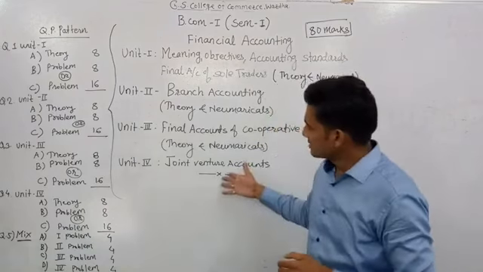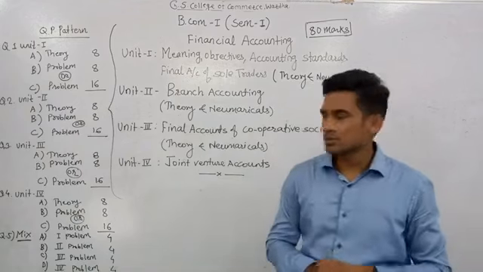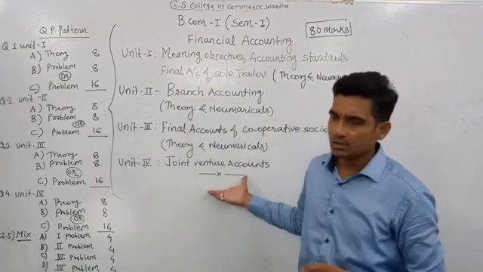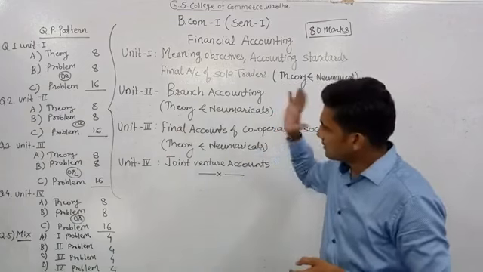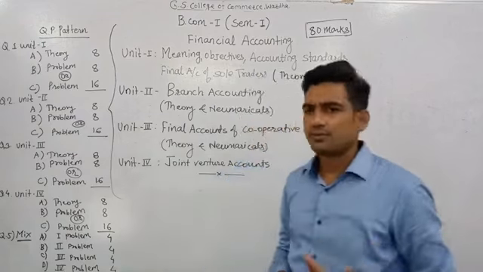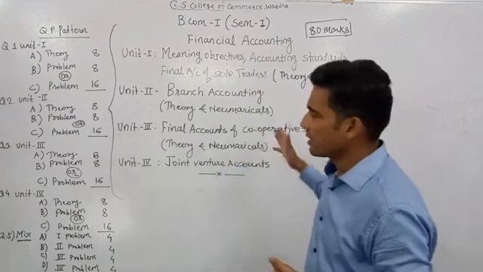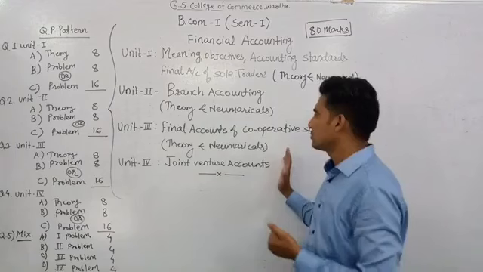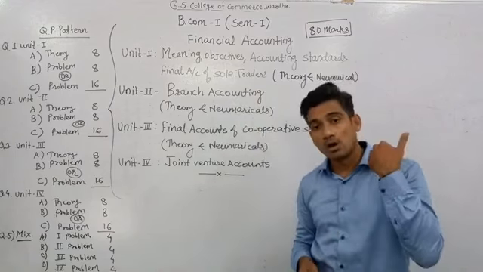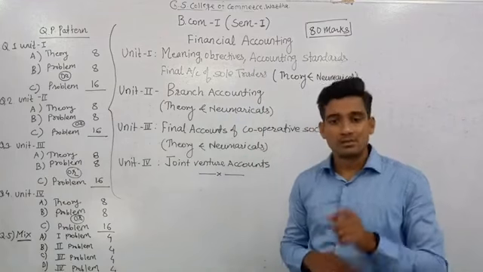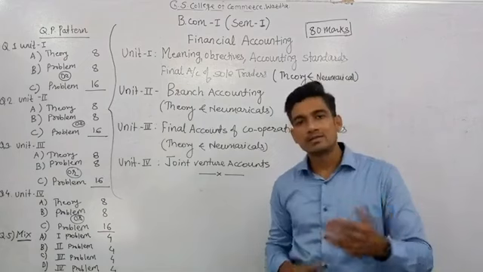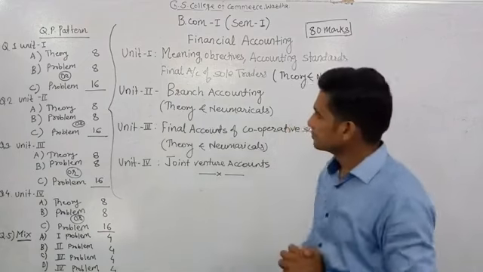So we have to see the problems of joint venture accounts in this unit number 4. Here also there is a theory and numericals. So I just give you a small introduction: what units we have in the syllabus and what we have to do along with it, what will be our approach, and how we have to prepare this syllabus, keeping in mind the examination pattern of the university.